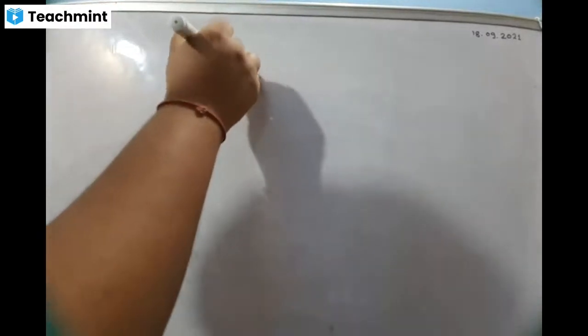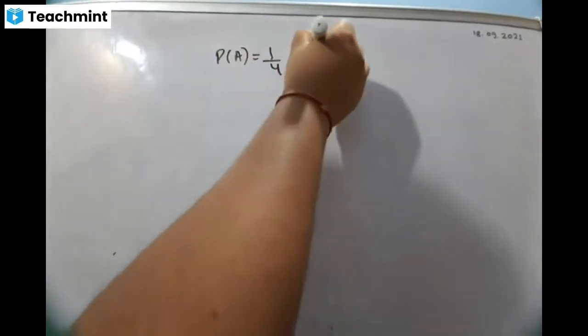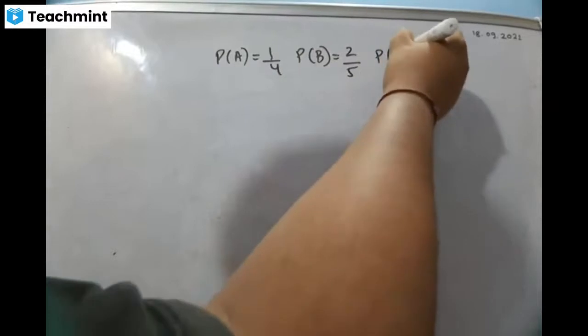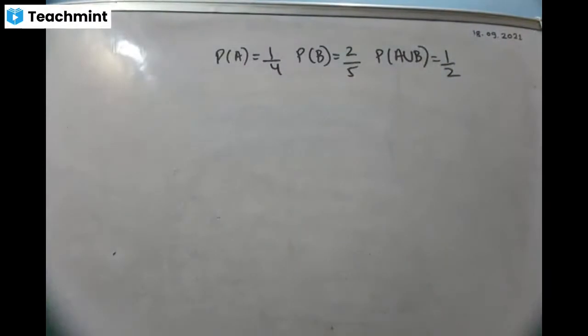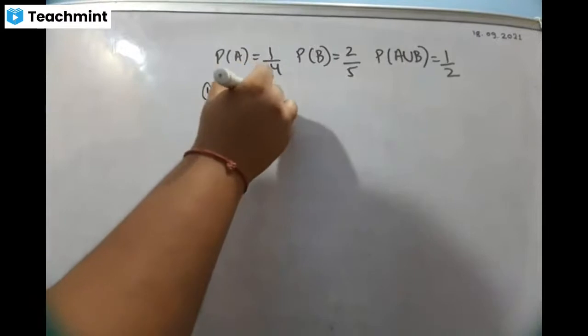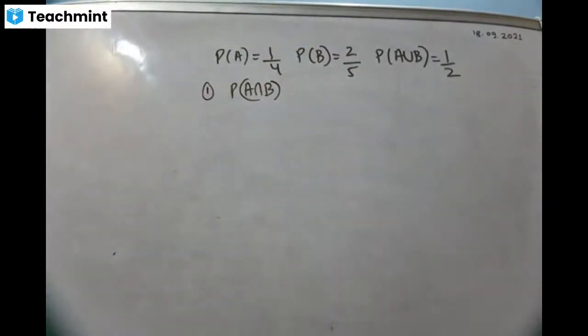This is one IIT question. The question is: probability of A is 1 by 4, probability of B is 2 by 5, and probability of A union B is 1 by 2. This is given. So you have to find, number one, probability of A intersection B. Four options are given. So how do you find A intersection B? Think about the Venn diagram.